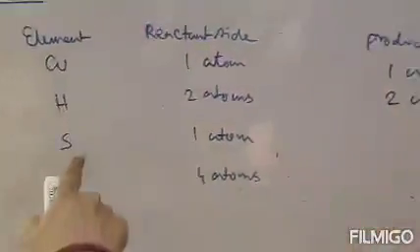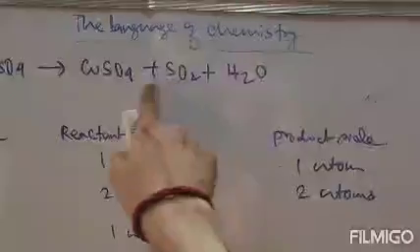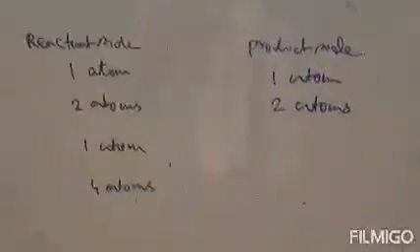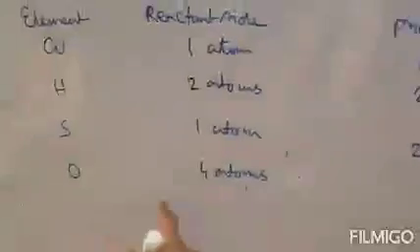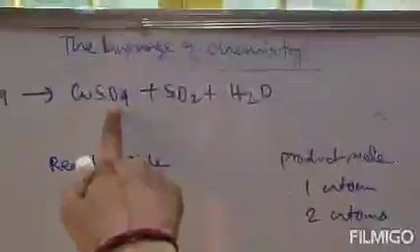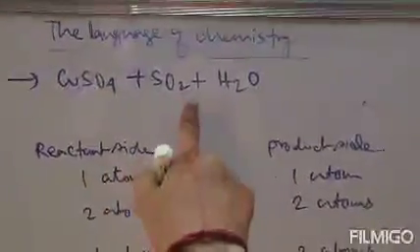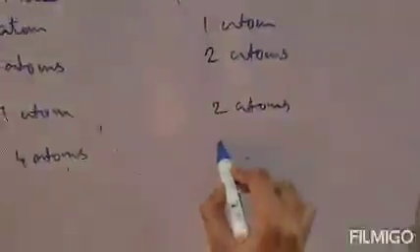Clear? Now sulfur. Count the number of sulfur atoms on the product side. So there is 1 sulfur, and here is 1 sulfur, 2 sulfur. Therefore 2 atoms. Now last, oxygen. Here is 4 oxygens, 6 oxygens, and here is 1. That means 7 atoms.